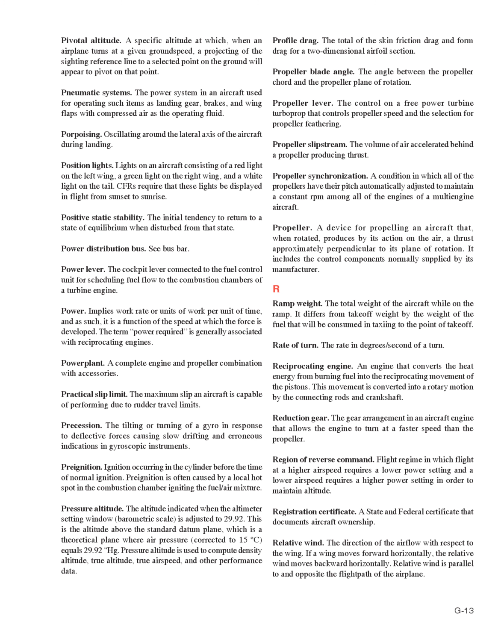Region of reverse command. Flight regime in which flight at a higher airspeed requires a lower power setting and a lower airspeed requires a higher power setting in order to maintain altitude. Pressure altitude. The altitude indicated when the altimeter setting window, barometric scale, is adjusted to 29.92. This is the altitude above the standard datum plane, which is a theoretical plane where air pressure, corrected to 15 degrees Celsius, equals 29.92 inches of mercury. Pressure altitude is used to compute density altitude, true airspeed, and other performance data.